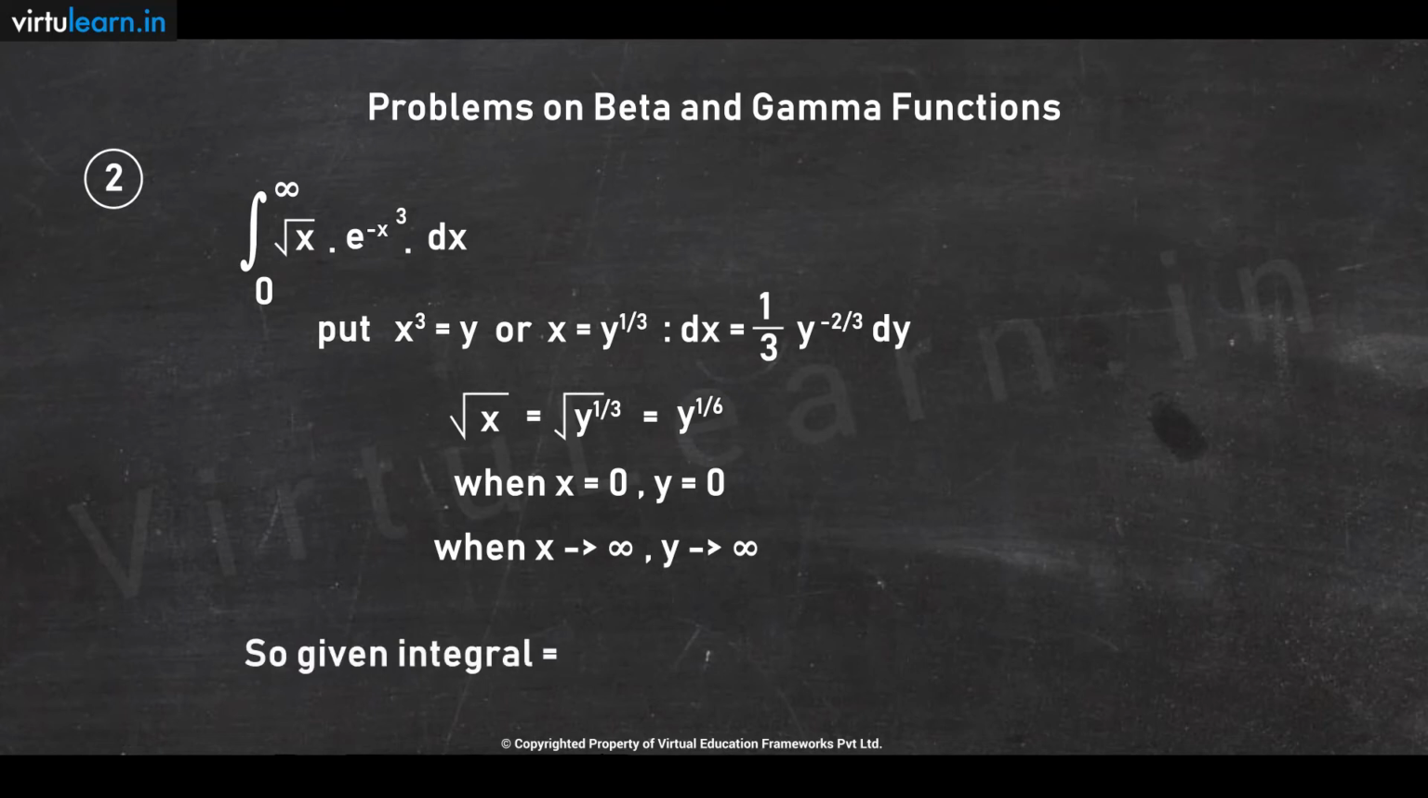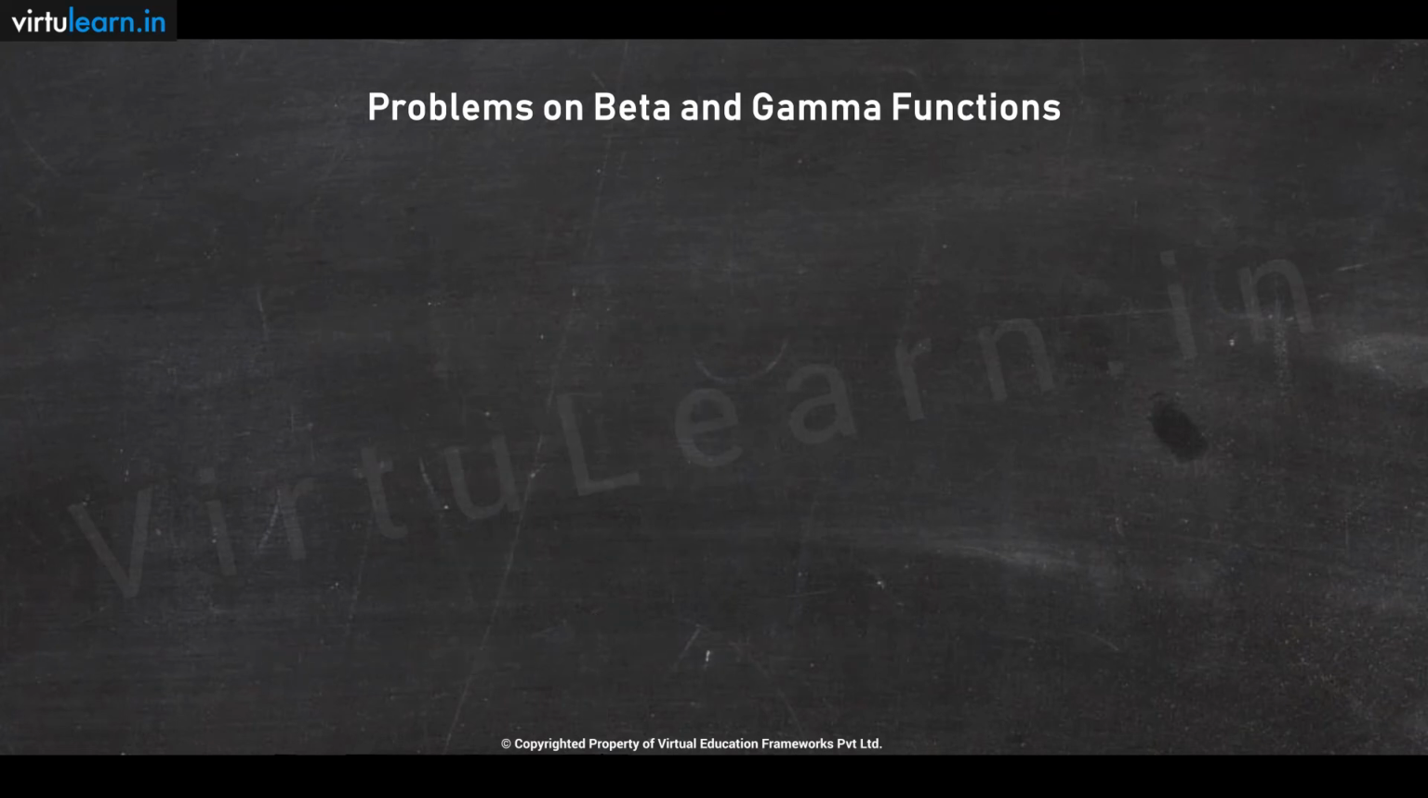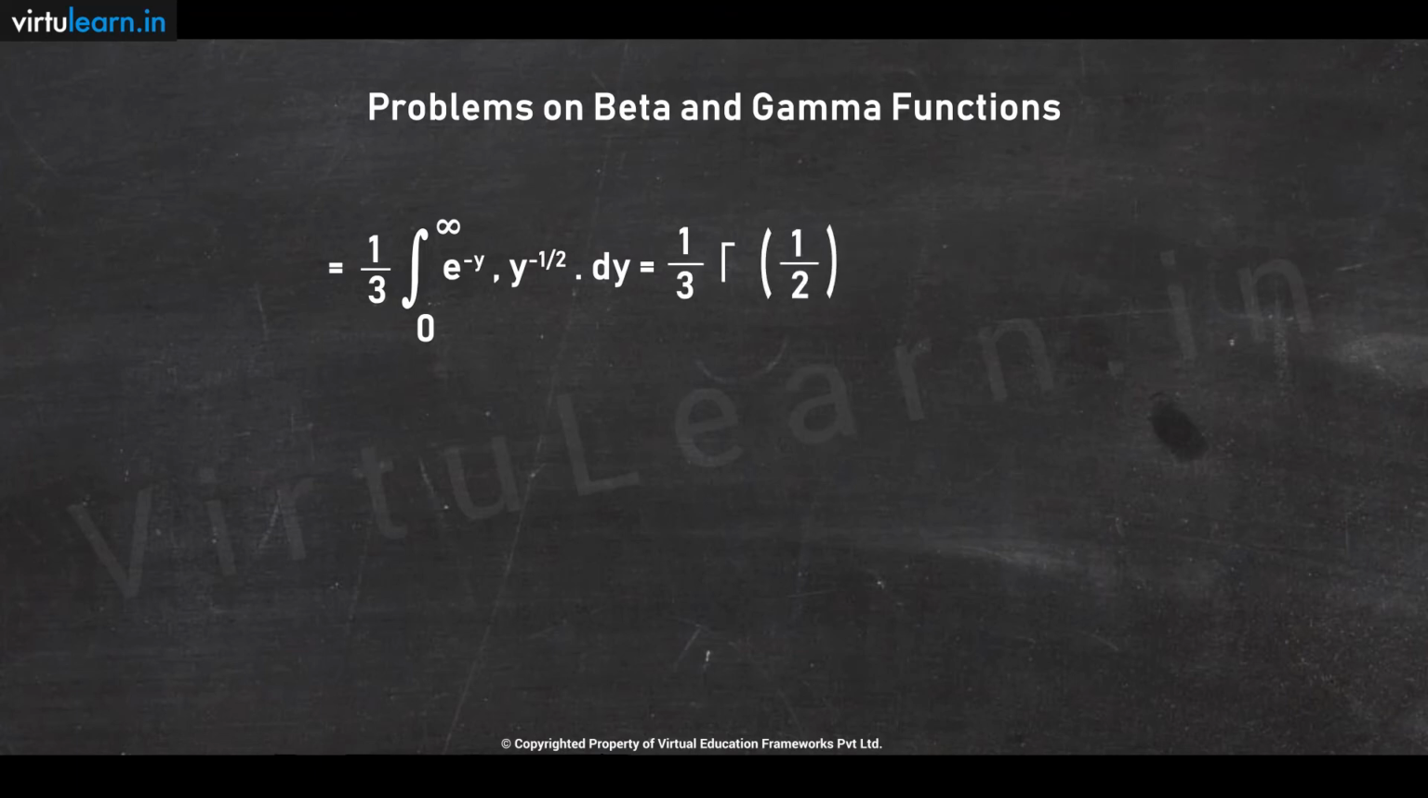So the given integral becomes integral 0 to infinity y^(1/6) e^(-y) into 1/3 y^(-2/3) dy. Simplification gives 1/3 of integral 0 to infinity e^(-y) y^(-1/2) dy. A little time ago we have seen that this integral defines gamma half. So it is 1/3 into gamma half, or root pi divided by 3.